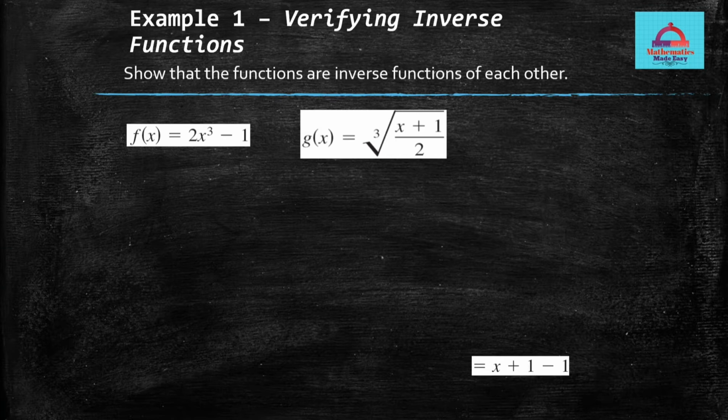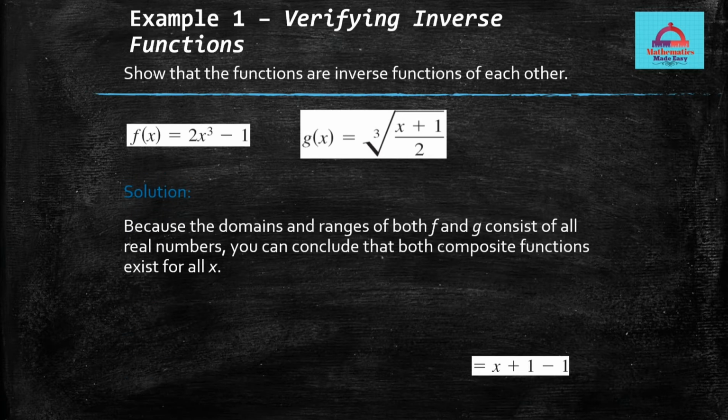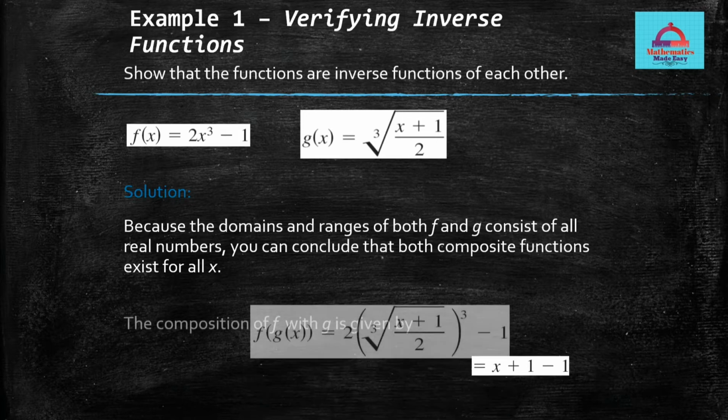In example 1, we are verifying whether the given two functions f(x) and g(x) are inverses of each other or not. So we are first going to check the domain and the range of both the functions f and g. And here it's quite obvious that both of them have the domain and the range as real numbers. So we can conclude that the composite function f of g is going to exist for all x.